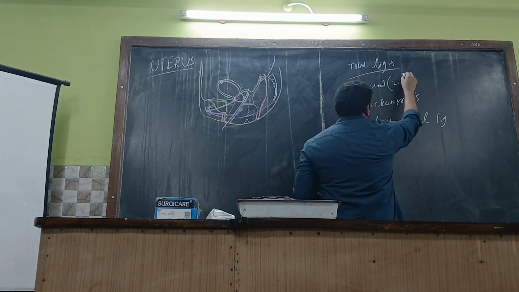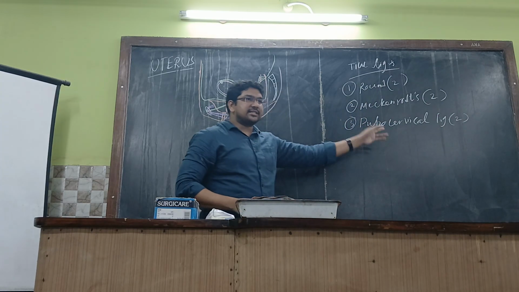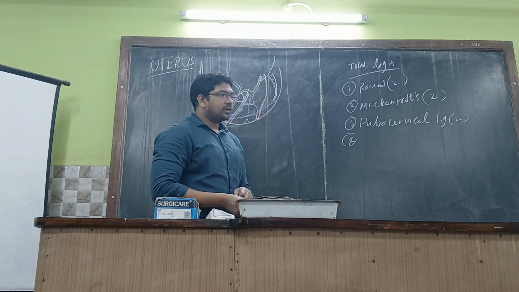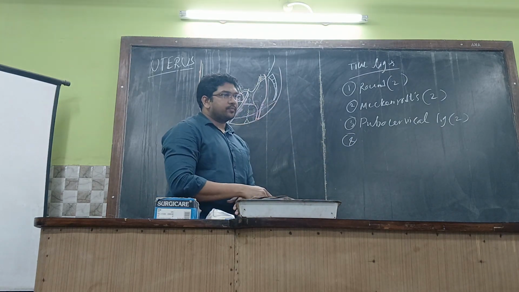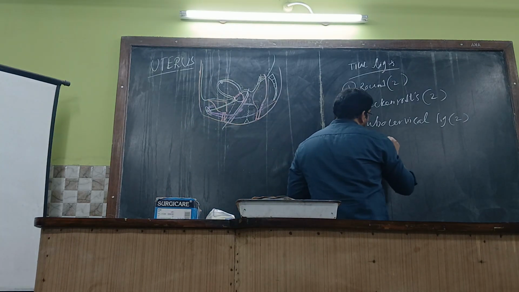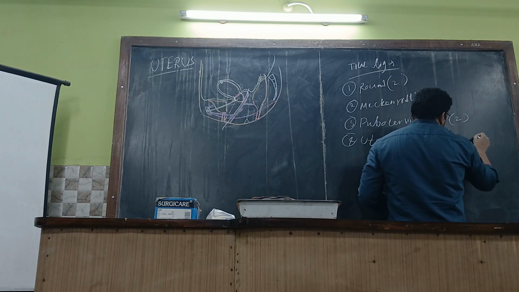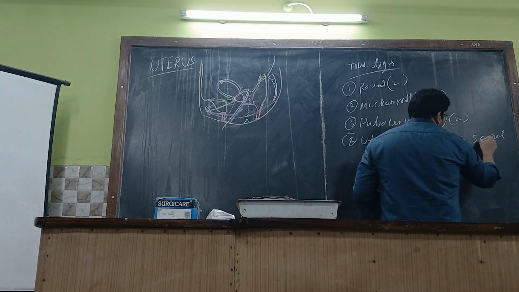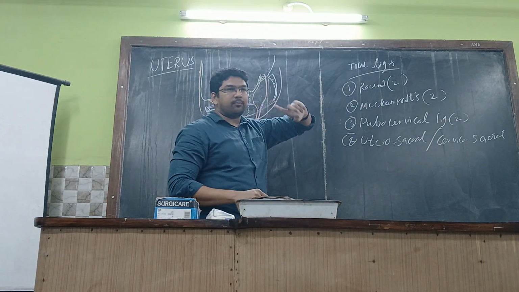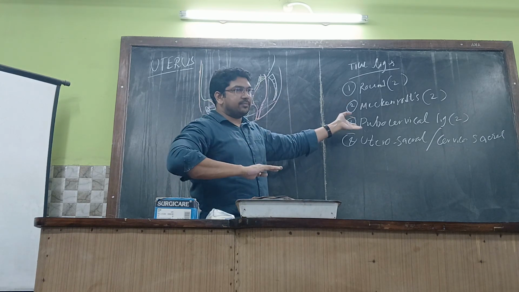So a pair of round ligaments, a pair of Beckenbroad's ligaments, a pair of pubocervical ligaments, and one more pair in between cervix and the sacrum might be uterosacral or sacrocervical. Okay, uterosacral or cervicosacral. Always remember, the true ligaments will be in between the bone and the viscera over here, but the false ligaments will be in between viscera and viscera. Okay, easy to remember.